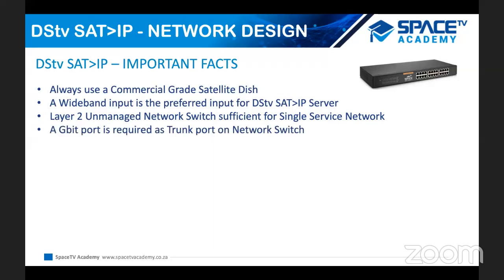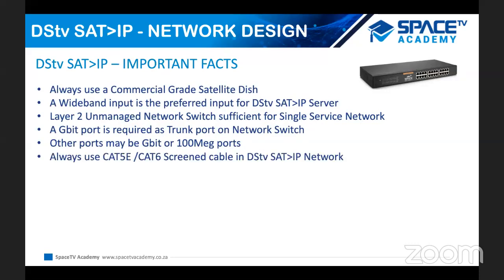As we said, your server requires at least 690 megabits per second when fully populated. So it's important to have a gigabit port for the trunk port on your network switch. The switches we sell, all the ports are gigabit ports, but there are some cases where you get switches which have gig trunk ports, and then the 10-100 or the 100 meg ports, which are still sufficient for the decoder, because the decoder only requires 30 megabits per second. So as long as your trunk port is at least a gig.